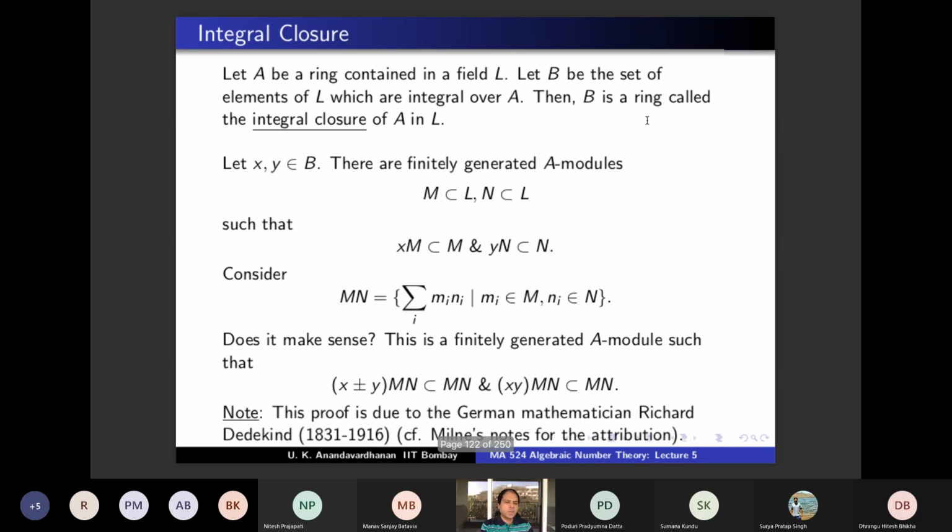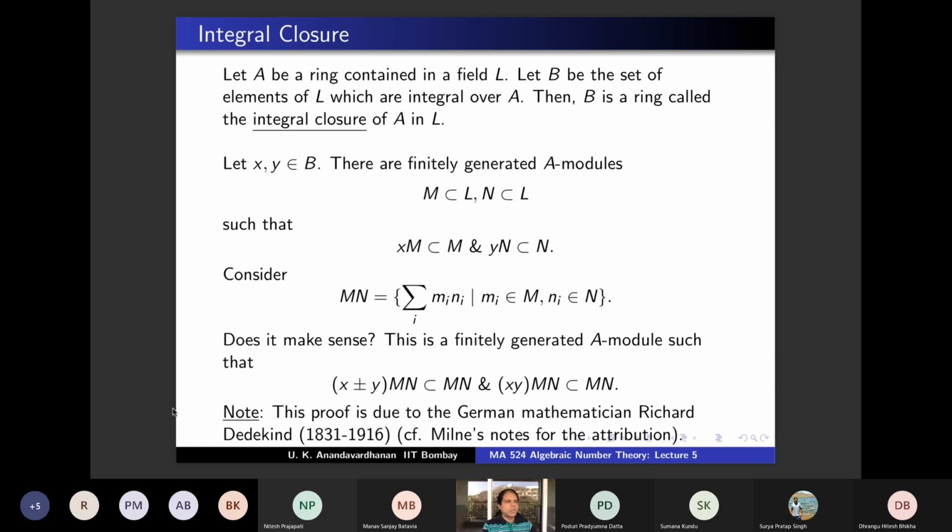So one note which I saw in Milne's online notes is that this proof is actually due to Dedekind. Dedekind is a name that will come often in this course, algebraic number theory. In fact, we are going to study what are called Dedekind domains. A certain kind of commutative ring is called a Dedekind ring or a Dedekind domain. So this is that Dedekind, Richard Dedekind, a German mathematician. Apparently this particular proof is due to him. Okay, so we are making slow progress.